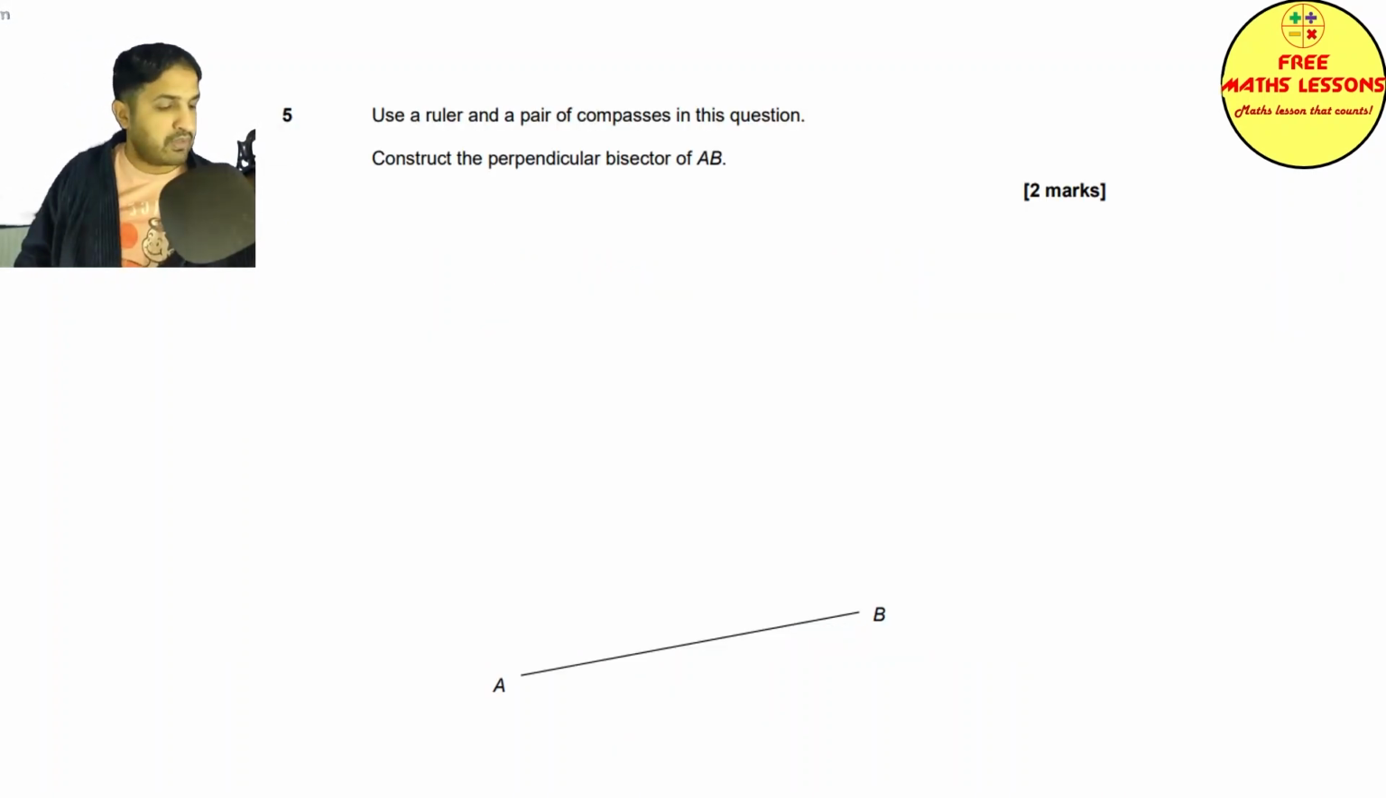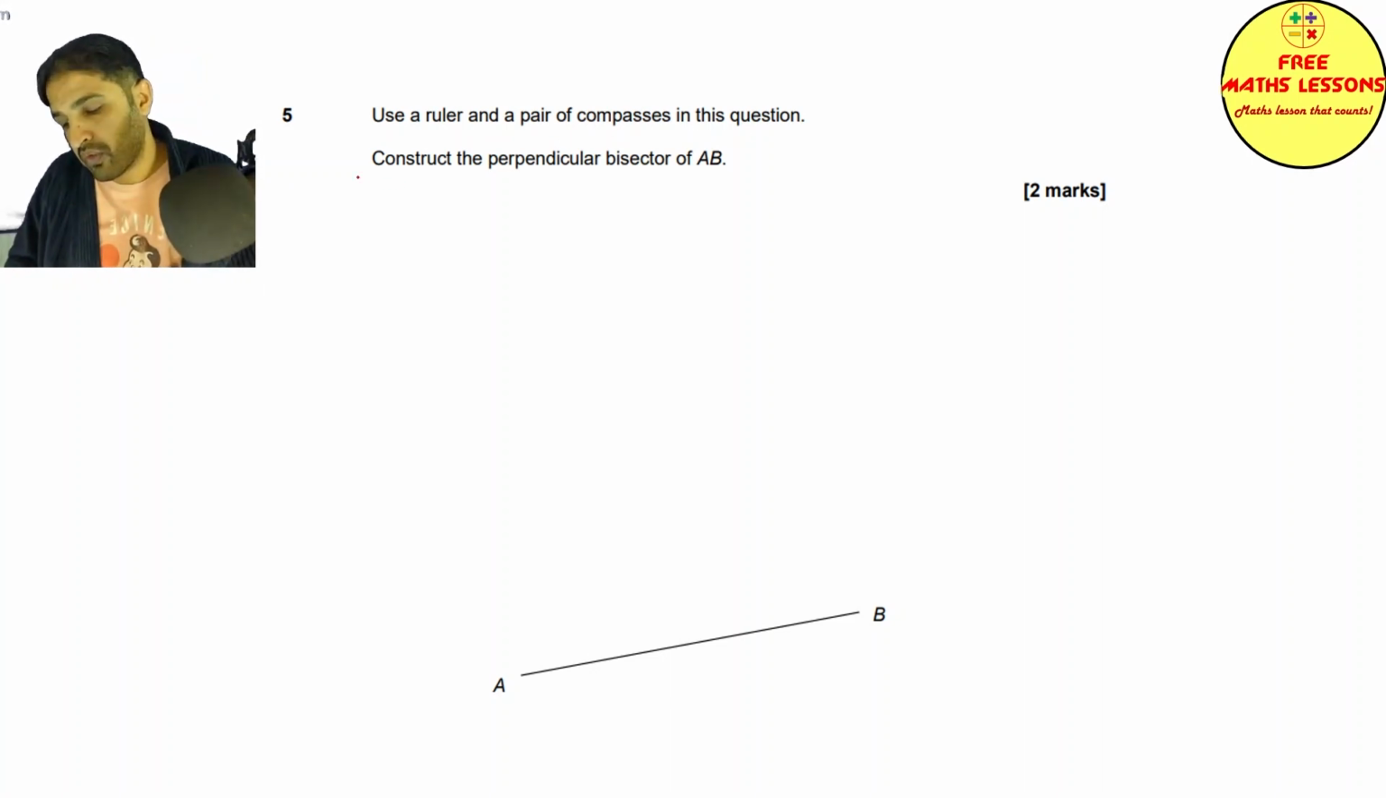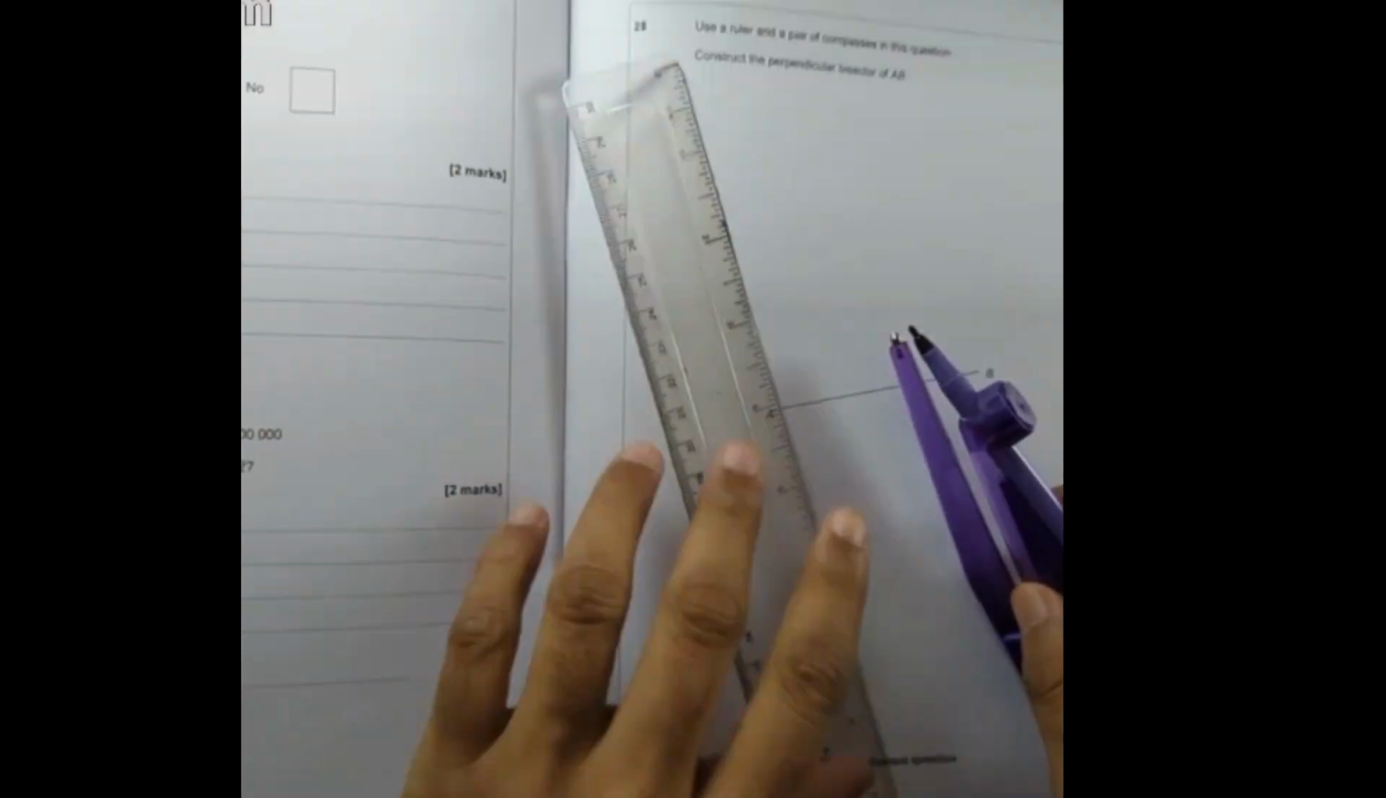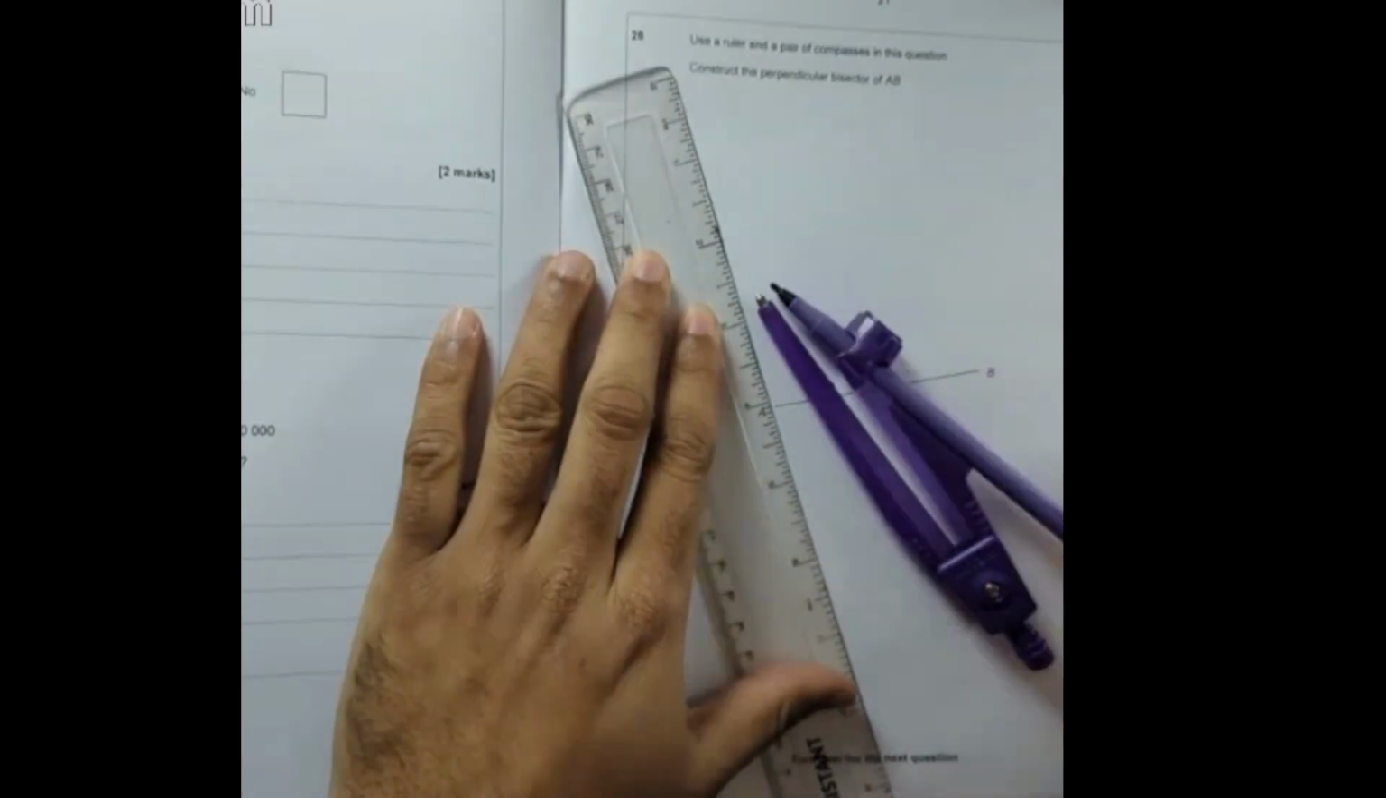Question 5. Okay, we need to construct, we need a ruler and the compasses. To do that we need to do it on a piece of paper, so I'm going to add that separately. Right, so we found the ruler and the pair of compasses, so we're going to use that. Okay, so this is your ruler, standard ruler, and that's a pair of compasses.